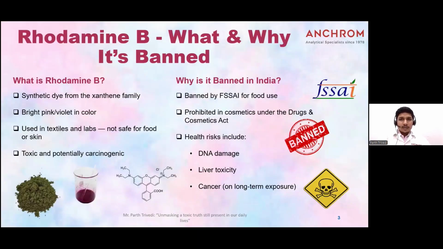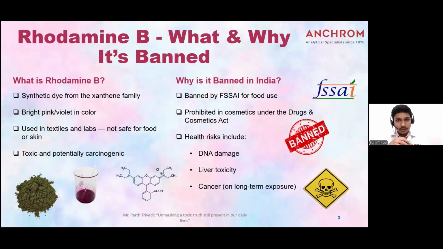So, what is rhodamine B and why is it banned? Rhodamine B is a synthetic dye, very easily dissolved in water, and it belongs to the xanthene family. You can see the xanthene structure here, with the three-ring structure. It is used in textile and plastic industries, and in research laboratories also. But it is very toxic, and you must be aware of it.